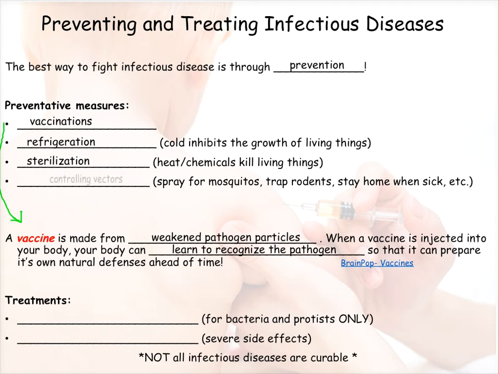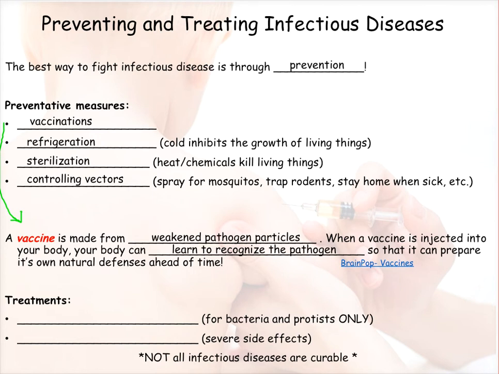And then finally, controlling the vectors is an important way to prevent infectious diseases. So this could be spraying for mosquitoes to prevent the introduction of West Nile virus. This could be trapping rodents that are vectors for certain diseases. This can even be when you are carrying an infection, you staying home when you're sick. By controlling the vectors, we can control the spread of the disease that the vectors propagate.